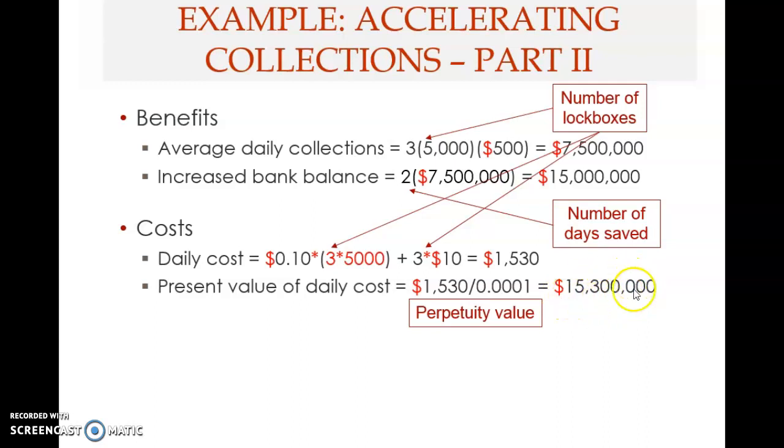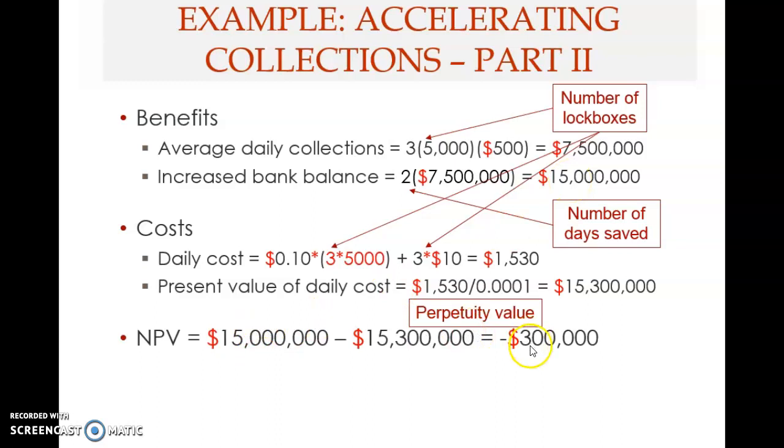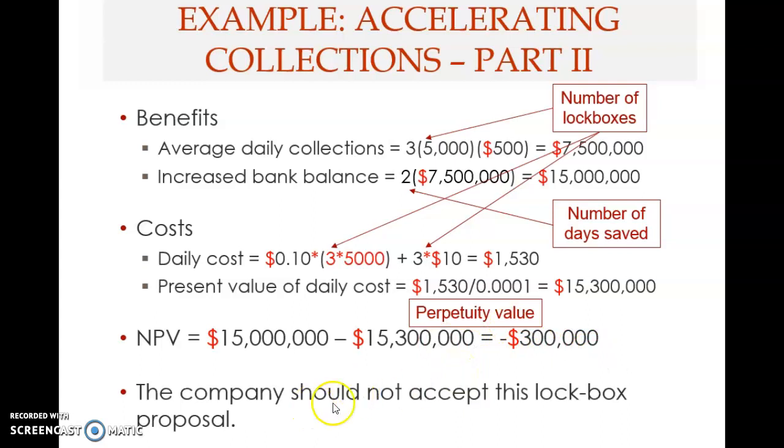So it means that the cost is greater than the benefit, and therefore the NPV is negative. This minus this is negative, therefore you would reject. Do not accept this lockbox proposal, because the cost is higher and the benefit is lower. Is that okay? That's how you solve this kind of problem. This is an example. There are more examples in the book, so you can try that.